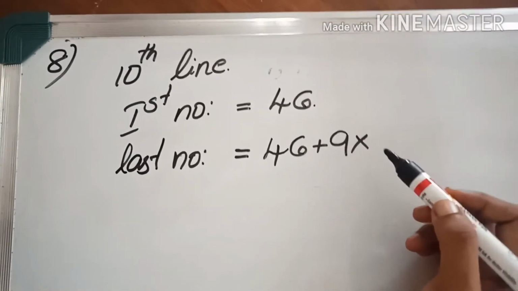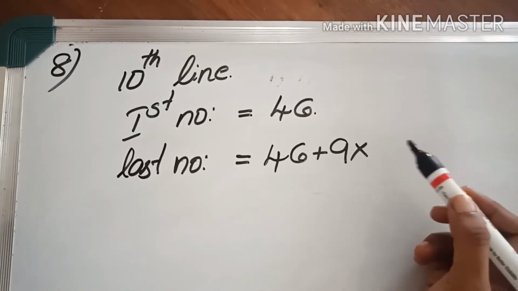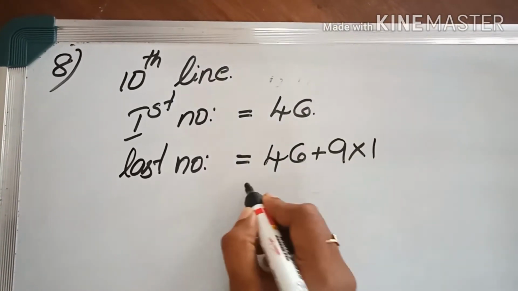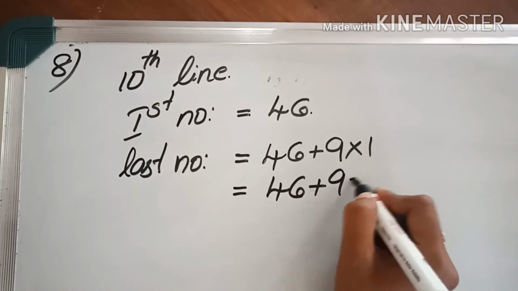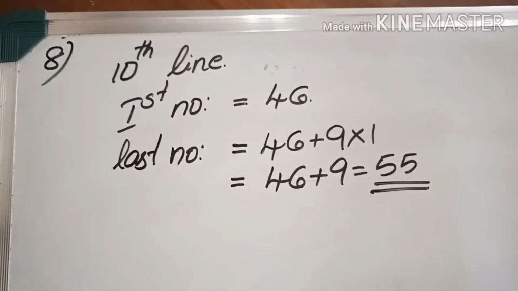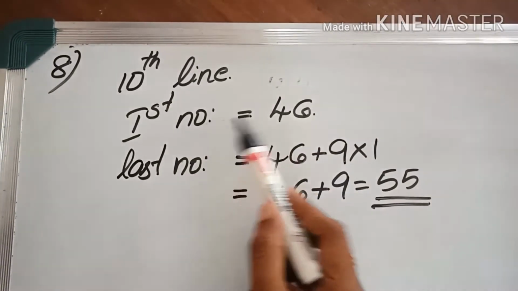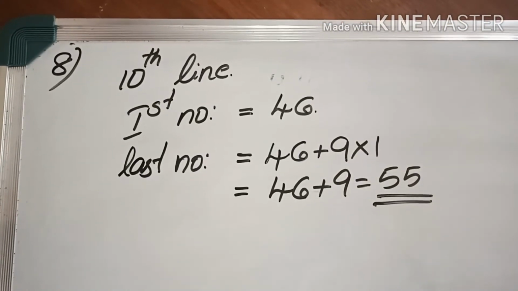From the number pattern we know the common difference is 1, because 1, 2, 3, 4 like that. So 9 into 1, that is 46 plus 9, that is 55. So 55 is the last number of the 10th line. First number in the 10th line is 46, last number is 55.